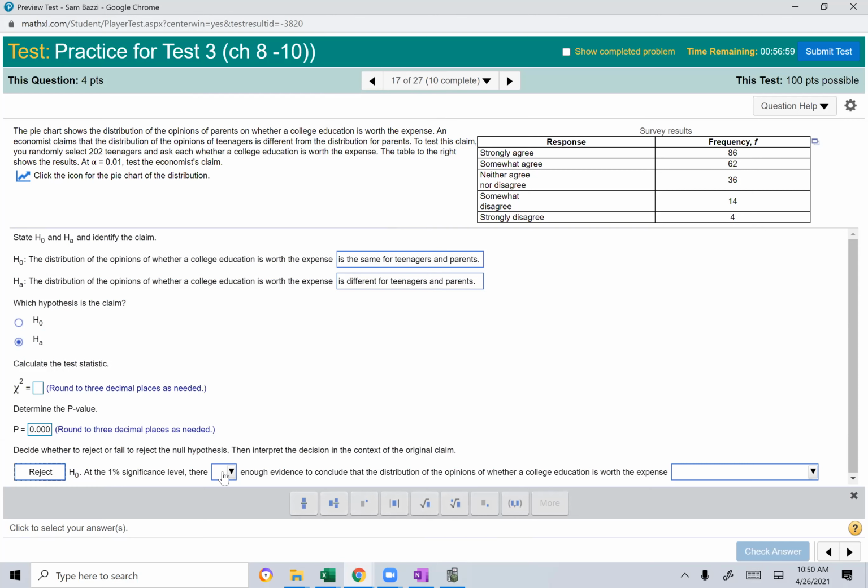Reject H0. There is enough evidence to conclude that the distribution of the opinions of whether a college education is worth the expense is different for teenagers and parents. That's how you conclude the question.